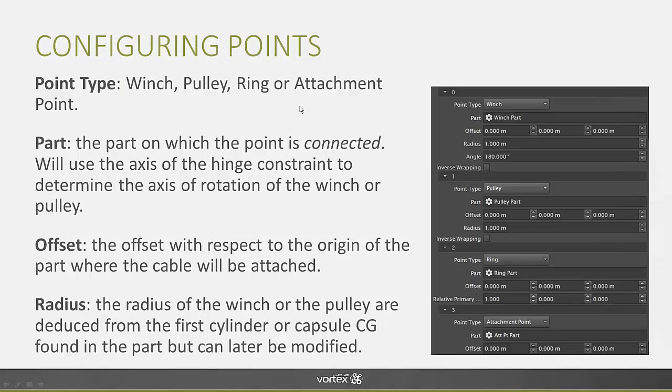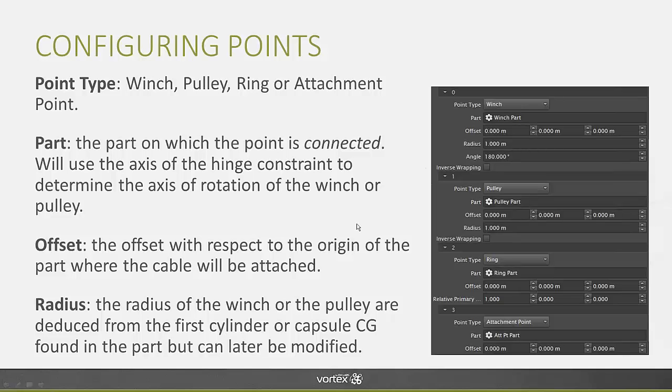Let's go back to configuring points. There are four types of points: the winch, pulley, ring, or attachment point. Once we look at the property panel, there's a drop-down list that has the point type. A field right underneath is for the part. This associates a part in the mechanism or the scene to that particular point.